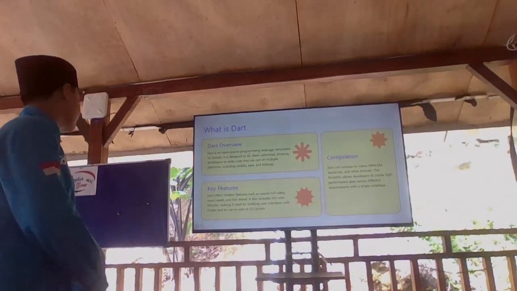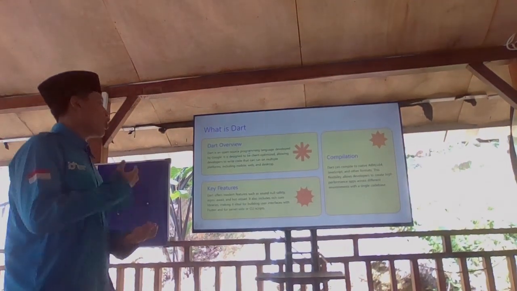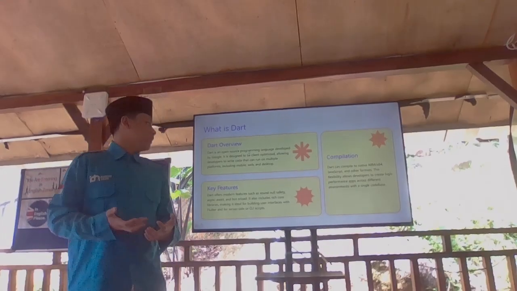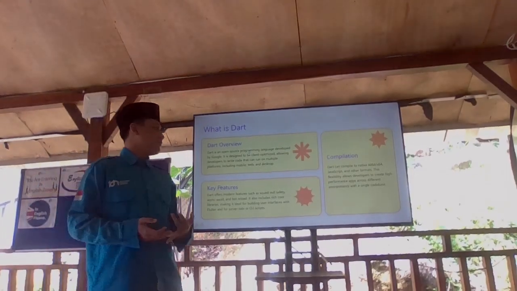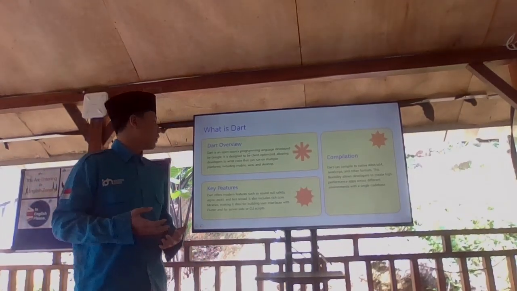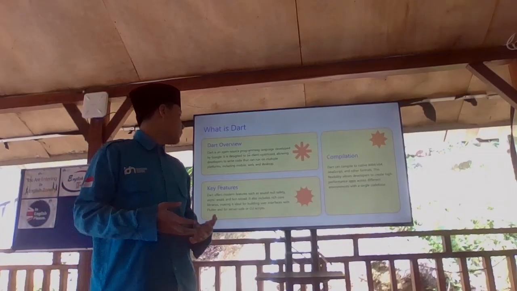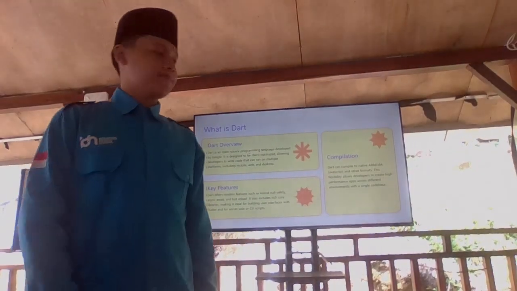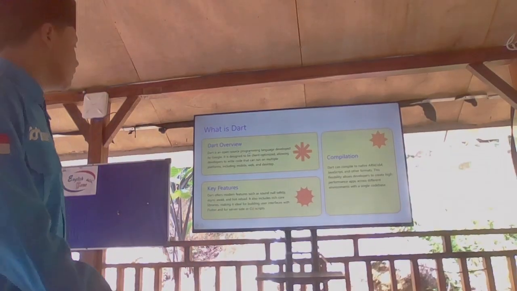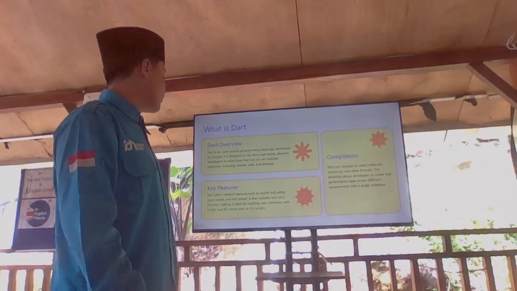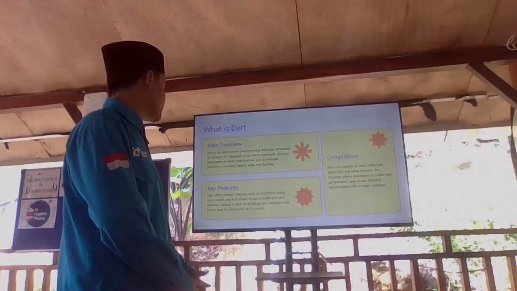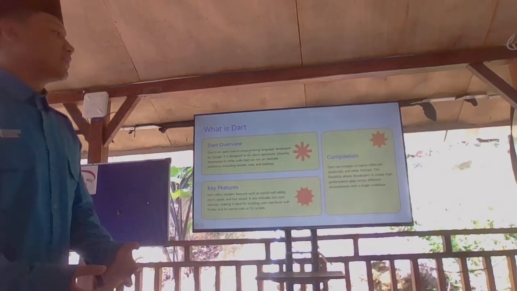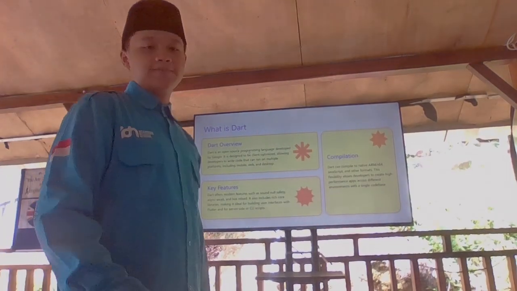What is Dart? Dart is an open source programming language developed by Google. It is designed to be client optimized, allowing developers to write code that can run on multiple platforms, including mobile, web, and desktop. And as you can see here, Dart offers modern features such as sound null safety, async await, and hot reload. Compilation: Dart can compile to native ARM and JavaScript.